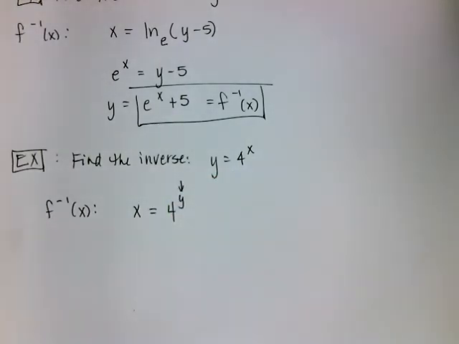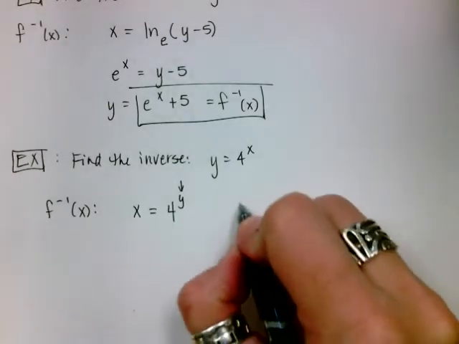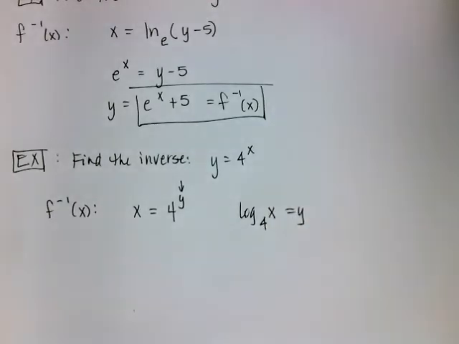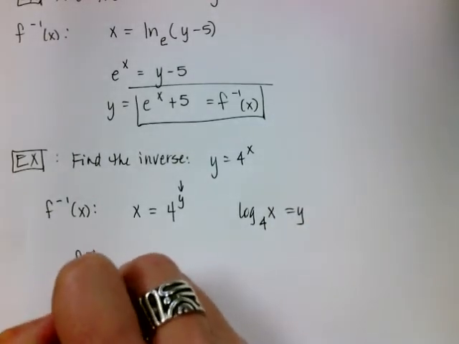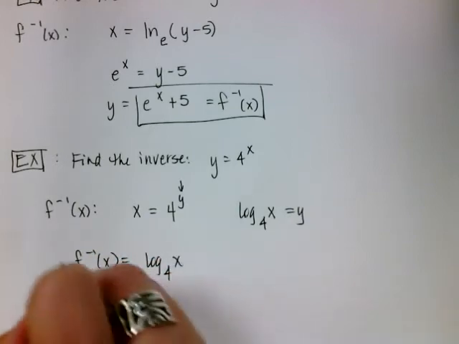It's in the exponent position, so I'm going to go back to log form. So I'm going to say the log base 4 of x equals y. That was pretty easy. My inverse is the log base 4 of x. Okay?